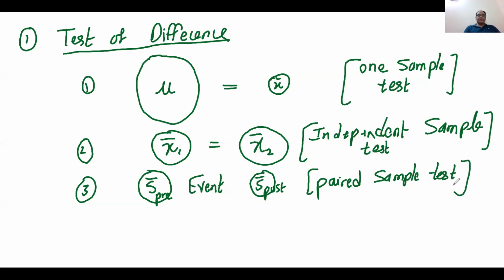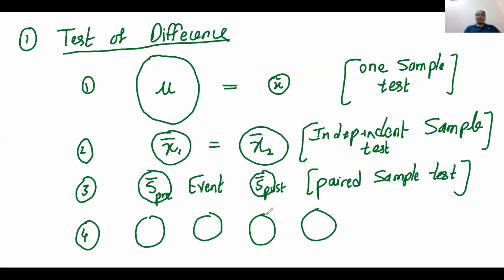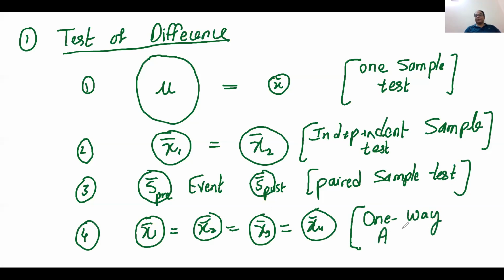And the fourth case that we will do today is when there are 3 or more than 3 groups, like mean of group 1, mean of group 2, mean of group 3, mean of group 4. When you compare the mean of more than 2 groups, this is called one-way Anova. So these are the 4 tests that we are going to discuss today.